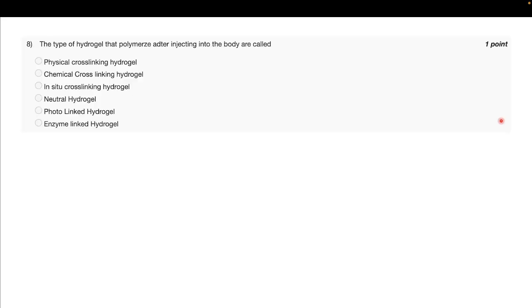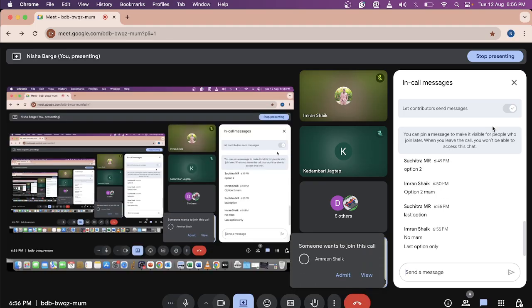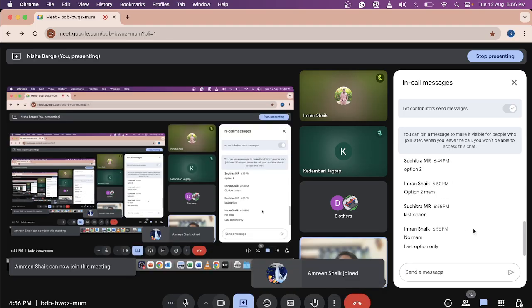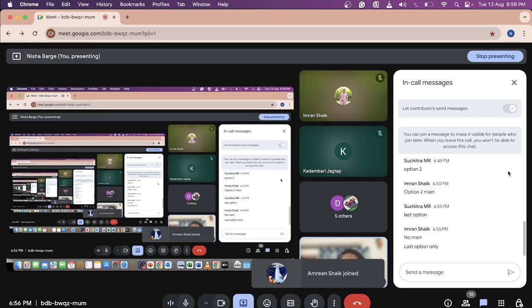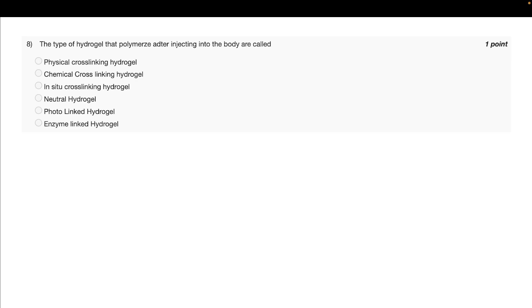Next is, the type of hydrogel that polymerizes after injecting into the body is called. I think we just discussed this in detail, so this should be pretty easy. Okay, someone else was also trying to answer the previous question. Sorry for not looking at it. Yeah, any answers for this?